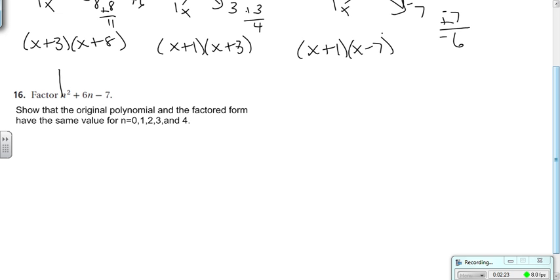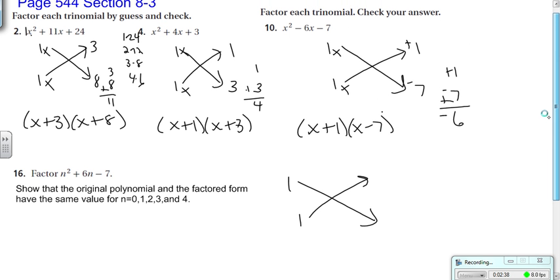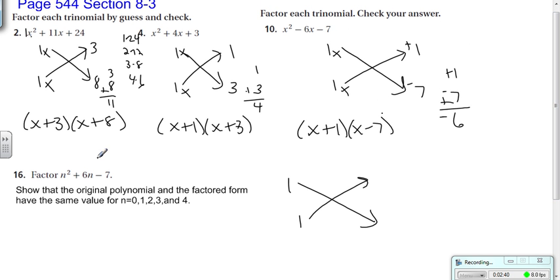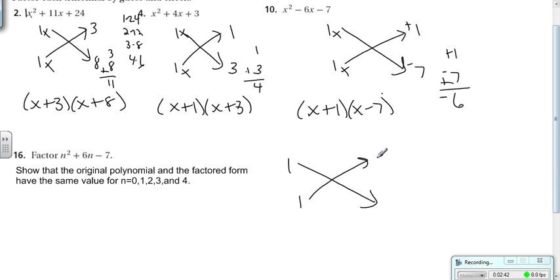Number 16, you're going to factor n squared plus 6n minus 7. So what can I multiply to get 1? And what can I multiply to get negative 7? Isn't that the problem we just did? Oh no, because it's got a plus sign. It's almost like the problem we just did. So I'd have a negative 1 and a positive 7. So that's 7, negative 1. I add those together, I get 6.